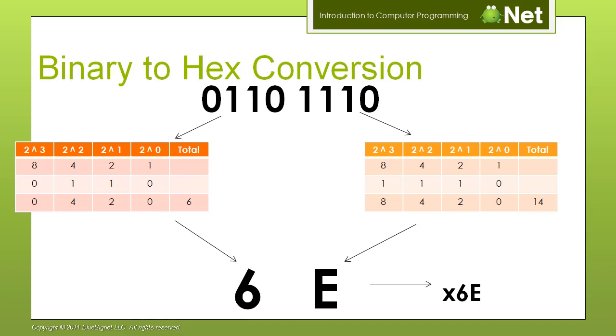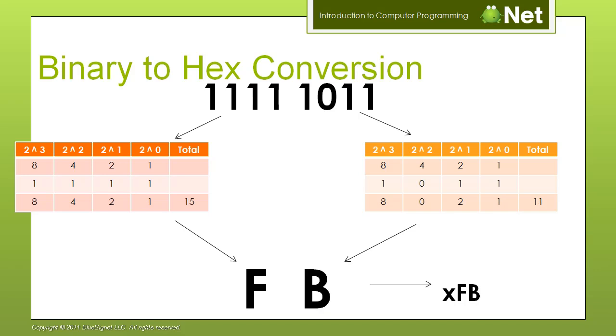So when we combine these two numbers, 6 is between 0 and 9, so it retains its numerical value. However, 14 is above 9, so it must be assigned a character value, which is E. So the outcome of this conversion will be 6E or x6E. Done. It was that straightforward. Yes. Now you can convert to hex.